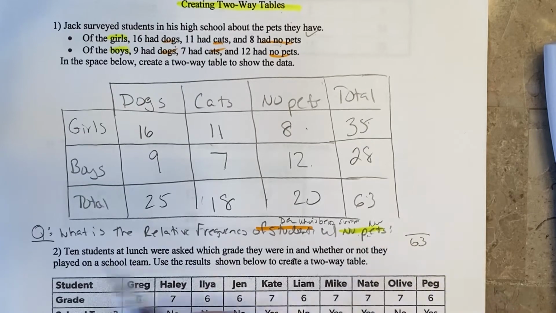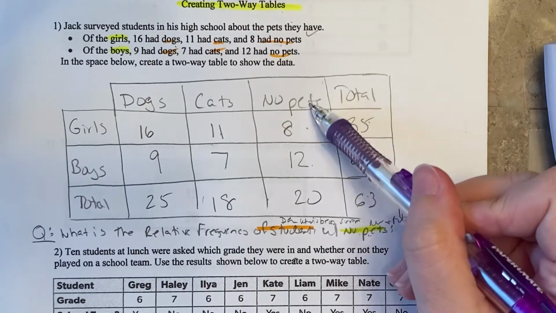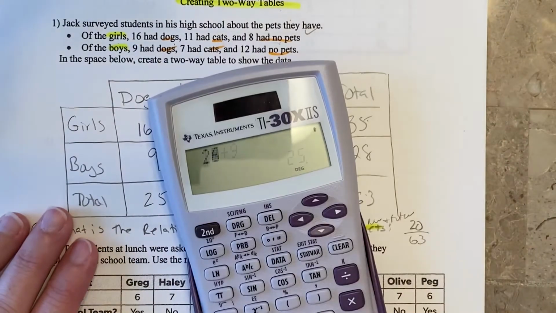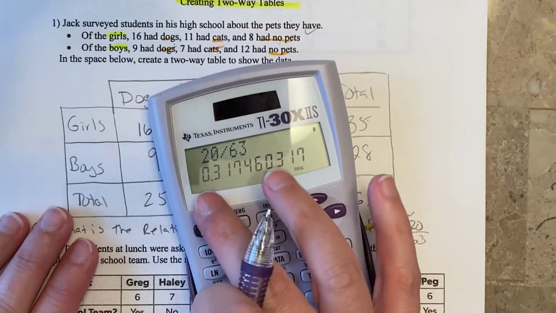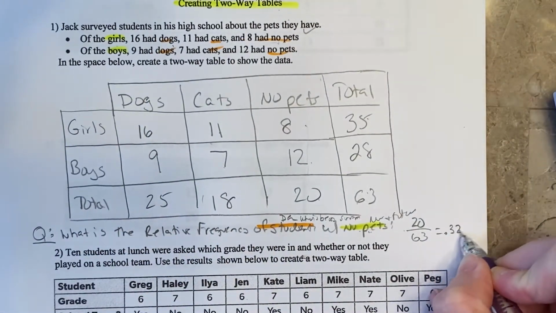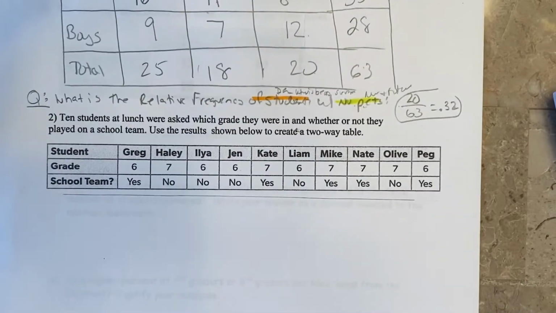Now notice it doesn't say anything besides no pets. So that's no pets and total. Okay, we're working with that. So no pets, total is 20. And then we do 20 out of 63. And we get 0.32. All right, that was the first one. Nice job. Okay, number 2.